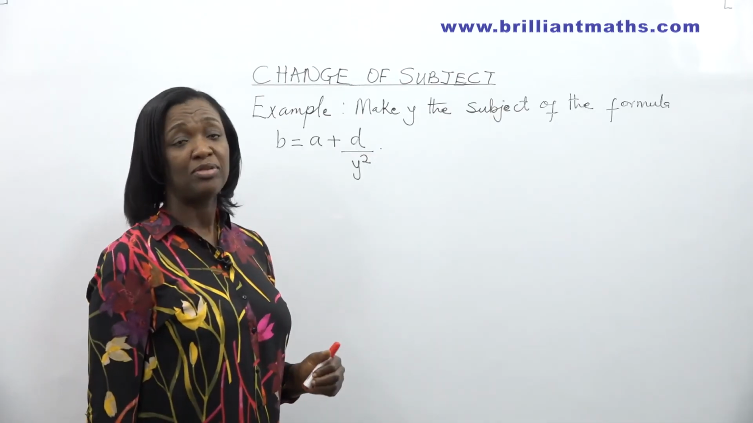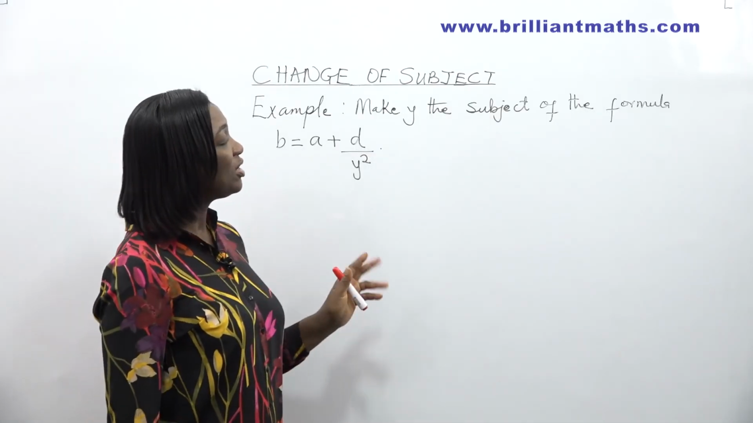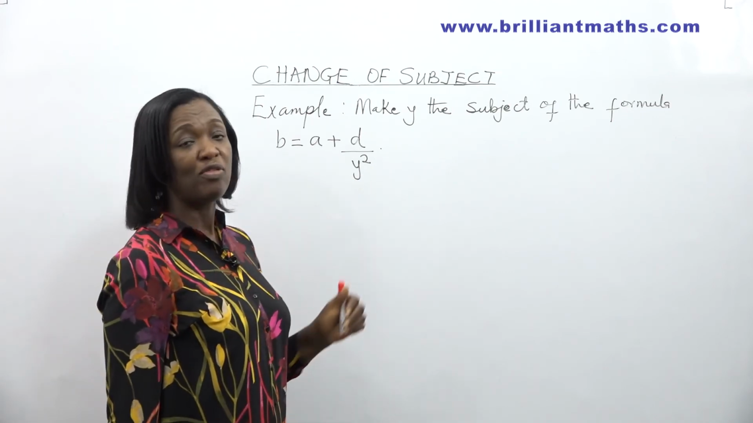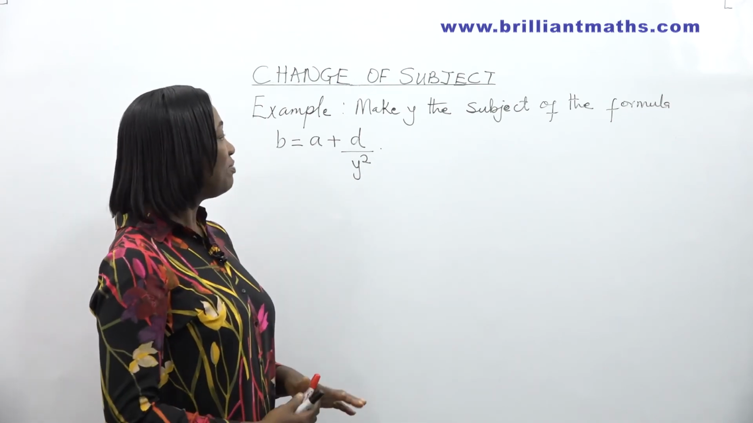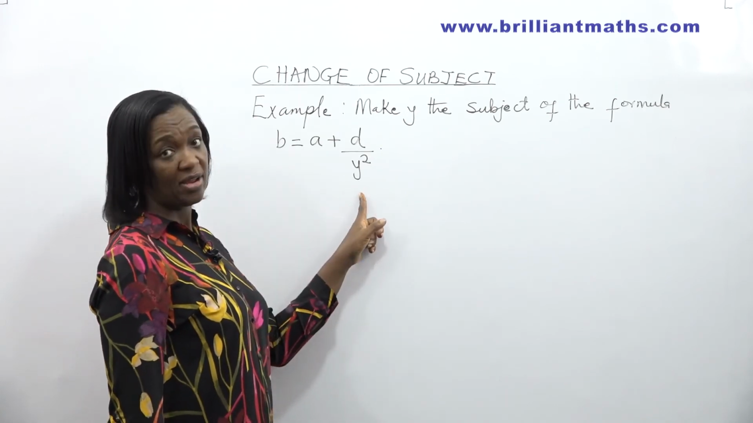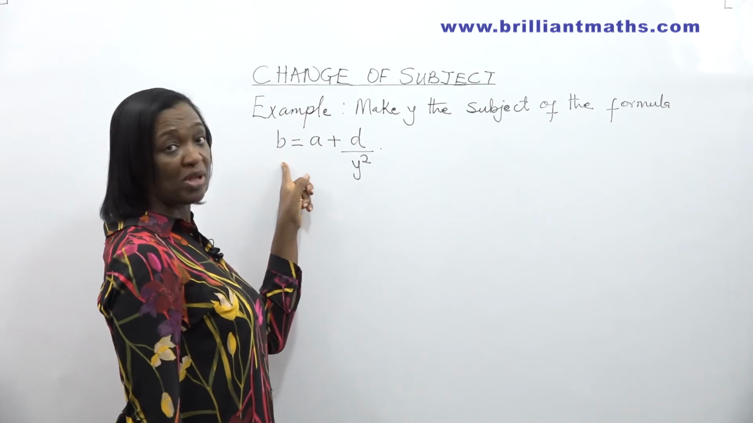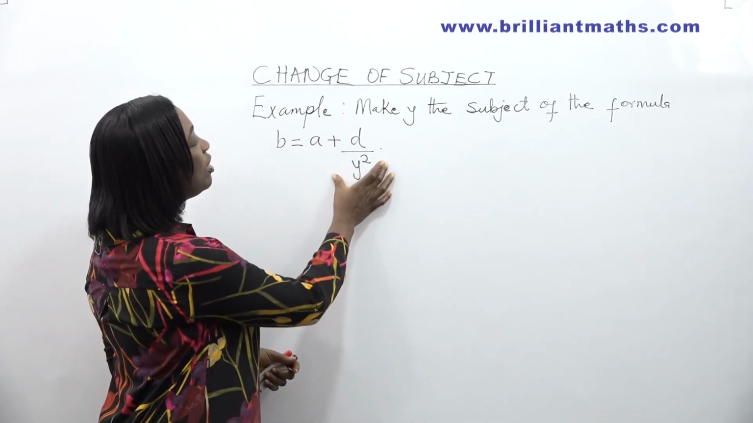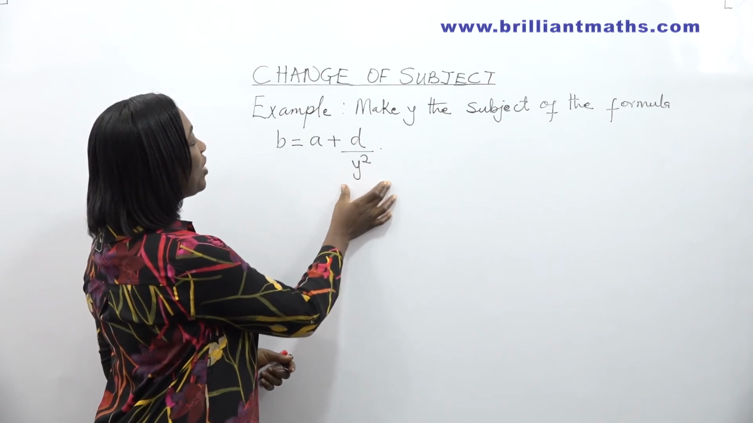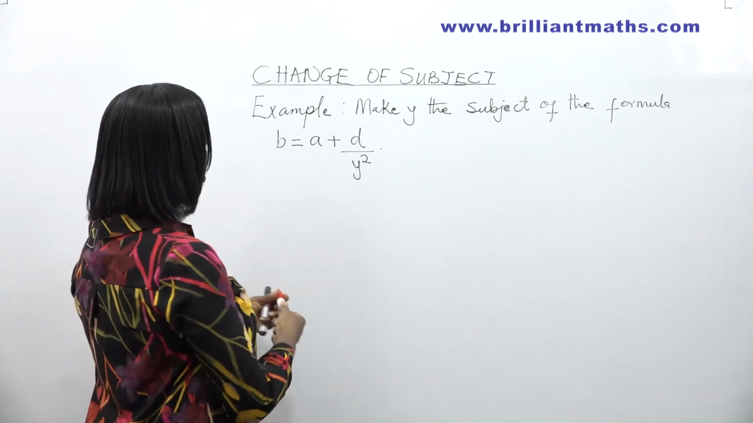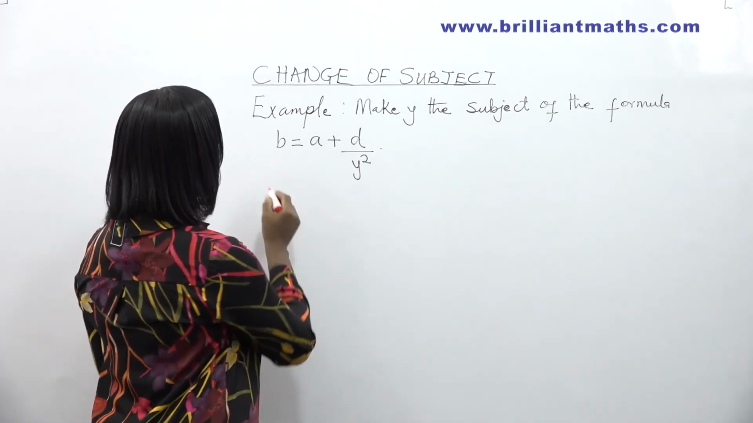Let's look at this example together. Make y the subject of the formula b is equal to a plus d over y squared. That means we want to rewrite this formula in terms of y. It is written in terms of b, but we want to rewrite it in terms of y. So the first step will be to multiply through by y squared to eliminate the denominator. So solution.